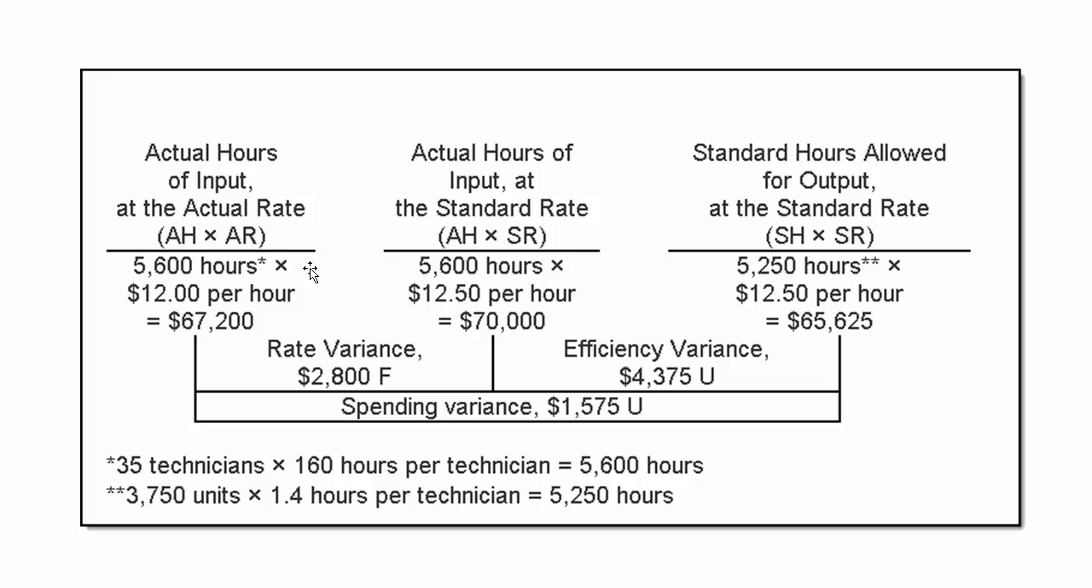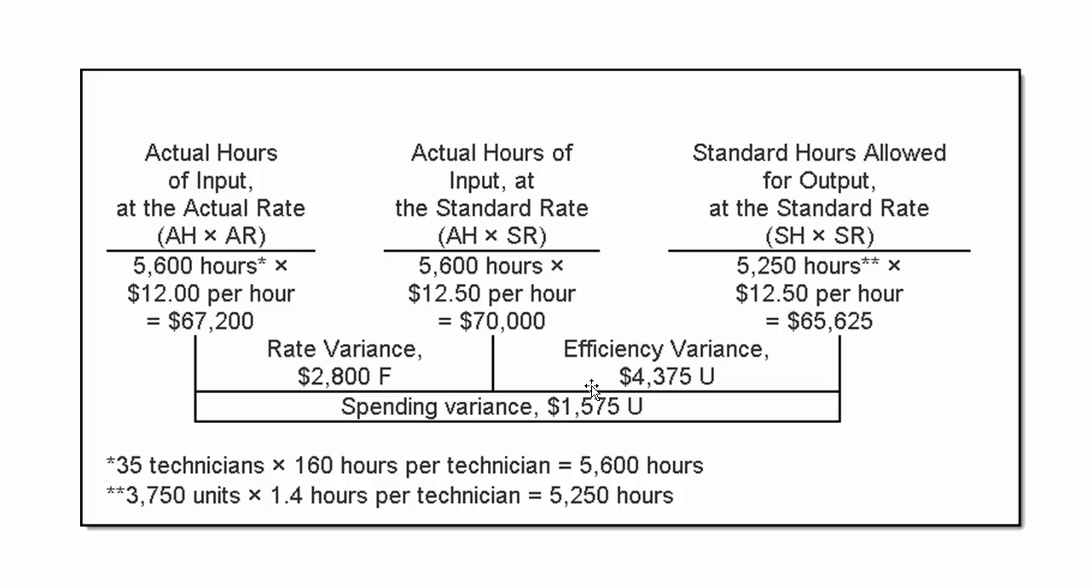Now, if you want to do the column approach, like what's presented here, you use 5,600 actual hours times the standard rate, and it says that the actual hours of input at the standard rate should have been 70,000. That's more than what we incurred. That's why we're favorable. 70,000 less than 67.2 gets us 2,800.